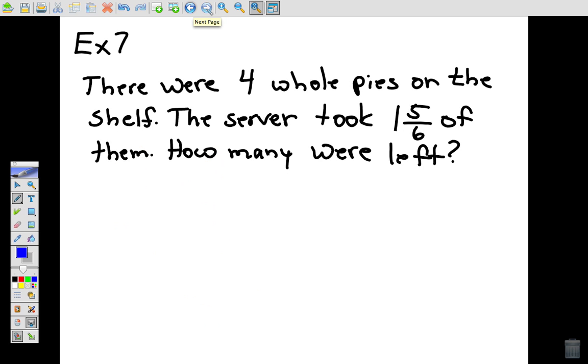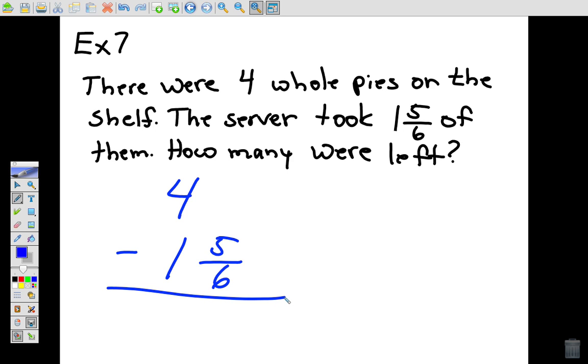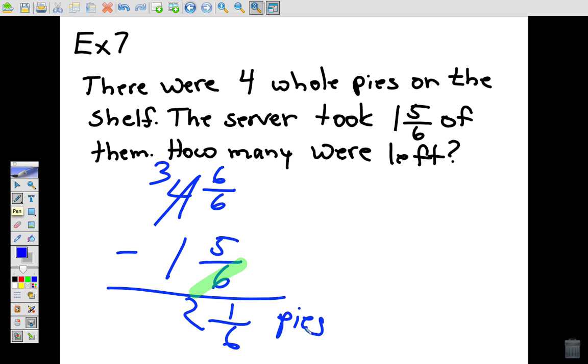All right, last example, read through this as I read through it. There were 4 whole pies on the shelf. The server took 1 5/6 of them. How many were left on the shelf? So there were 4, and the server took away 1 5/6. Same type of problem, isn't it? I cannot take 5/6 away from nothing, so I borrow. I'm working with 6's, so I call the one I borrowed 6 over 6. 3 minus 1, 2 and 1/6. So there were 2 and 1/6 pies left on the shelf.